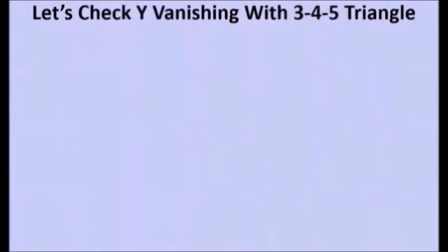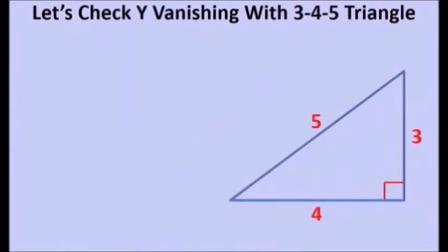So, what happens with our math as the y leg gradually vanishes? We'll start with our trusty 3, 4, 5 right triangle. Remember that the Pythagorean theorem tells us that h equals the square root of x squared plus y squared. So, like we discussed in part 2, this becomes the square root of 4 squared plus 3 squared, or the square root of 16 plus 9, which is the square root of 25, which equals 5.